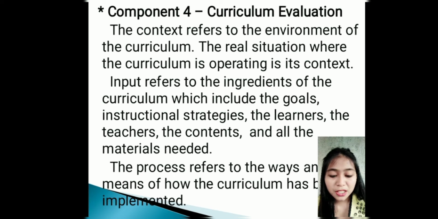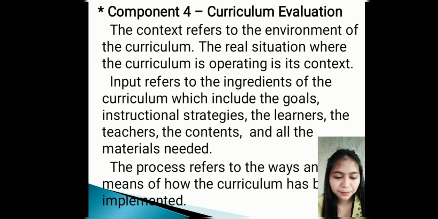Input refers to the ingredients of the curriculum, which include the goals, instructional strategies, the learners, the teachers, the contents, and all the materials needed. So meaning to say that the input is what makes a curriculum. The process refers to the ways and means of how the curriculum has been implemented. Process is the steps or activities of how the curriculum has been implemented.